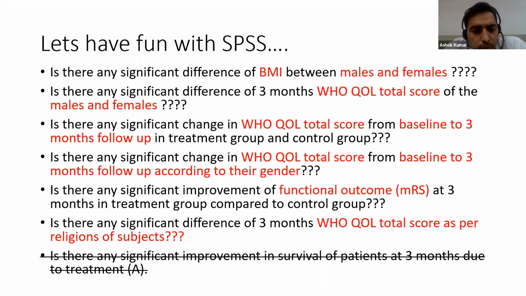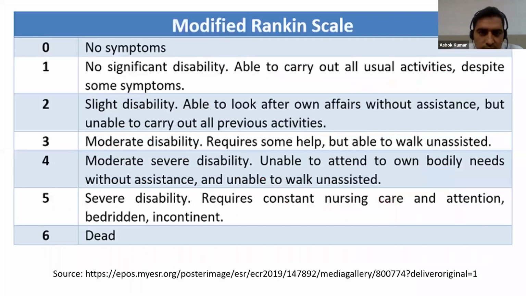Is there any significant improvement of functional outcome, MRS, at 3 months in treatment group compared to control group? So you have to know what functional outcome is. I told you that MRS, or functional outcome, is an ordinal scale. In the next slide, you have to know what MRS is, and the number is given from 0 to 6.